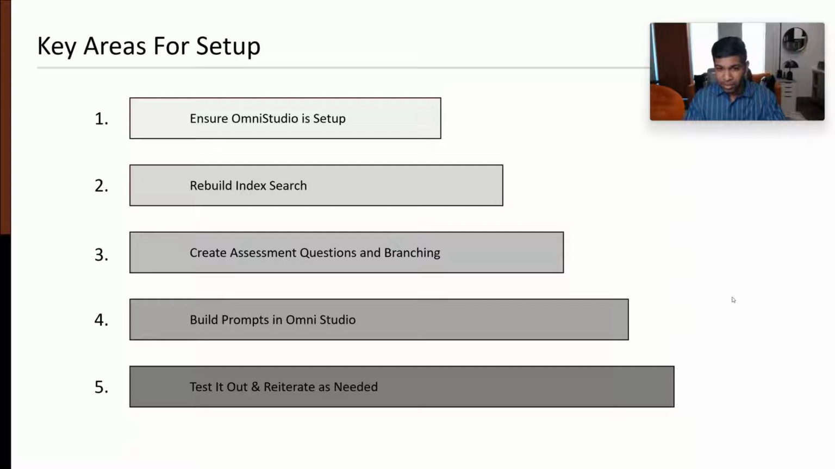Then create assessment questions and branching. So this is where we'll actually define what are the prompts, what are the questions that we're going to pose to our users as they're going through the product selection process. And then infusing that into Omni Studio, and then we'll reiterate as needed as we get feedback and tweak as we like our questions, right? Cool. So without further ado, let's get into the system.